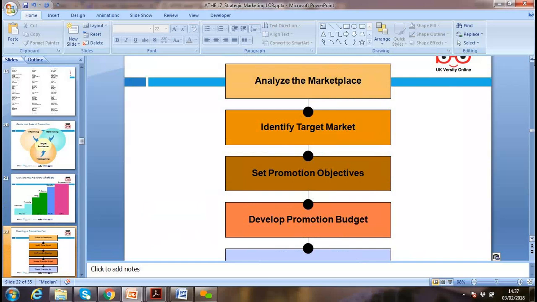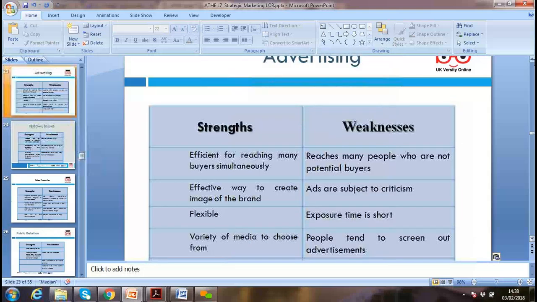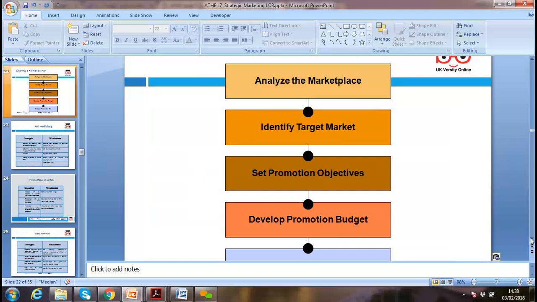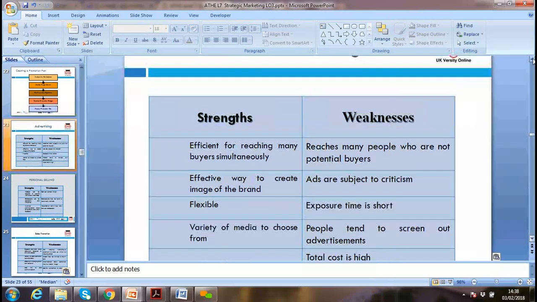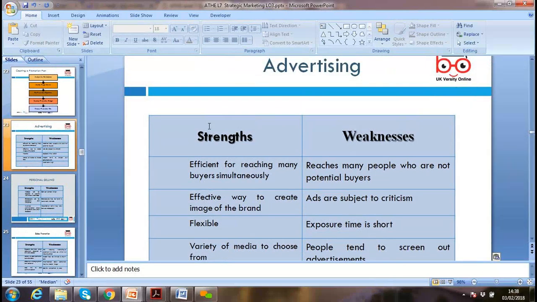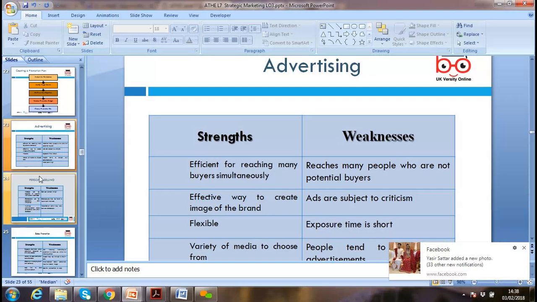Okay, great. So next, analysis of the marketplace. We can look around, identify the target market, set promotional objectives, and develop the promotional budget: how much money we require or are going to spend on a particular promotion. Choose the promotional mix. We can spend on different tasks and different promotions. We discussed that every promotion mix has its own advantages and disadvantages. We're not going into detail, but it's good to read, Umar. Yes, no problem. So please, in your own time, try to read.